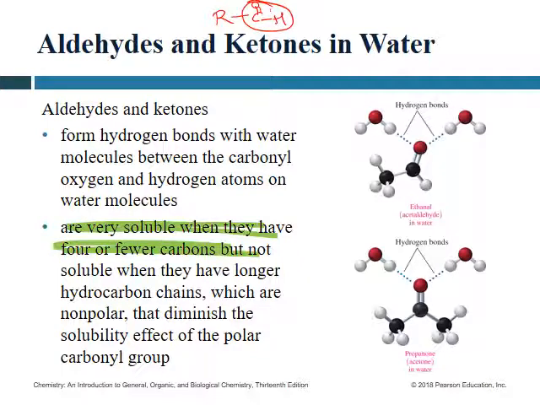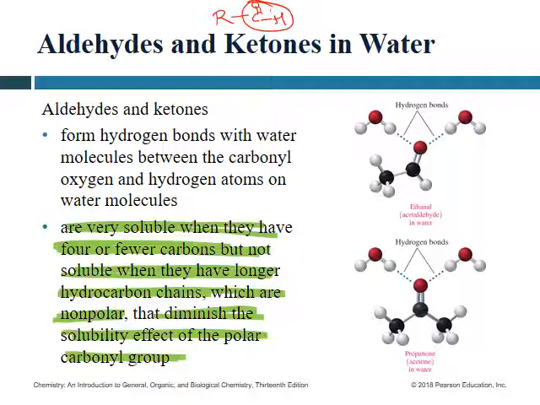So as long as this R group is 4 carbons or fewer, they will be soluble. But when this R group becomes more than 4, they are no longer soluble, because they have a long hydrocarbon chain which is non-polar, which diminishes the solubility effect of the carbonyl group. So even though the carbonyl is trying to make it polar, the R group is so long that it cannot win. So in that case, it becomes non-polar.